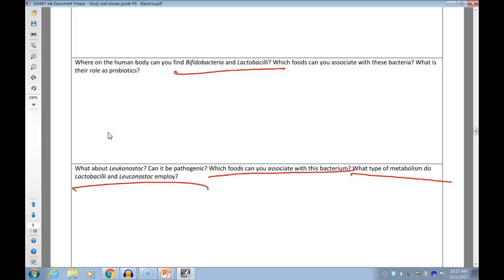What I just said is that Leuconostoc and lactobacilli are pretty much associated with the foods that are produced by lactic fermentation, like kimchi or beer, which is both lactic and alcoholic, kefir, cheese, yogurt, and so on and so forth. Does that make sense? Leuconostoc can be a pathogen. Mia, question? Okay. So the answer for this would be fermentation.